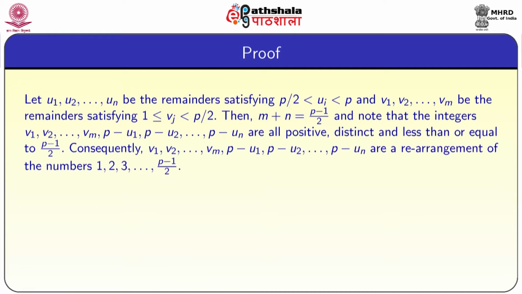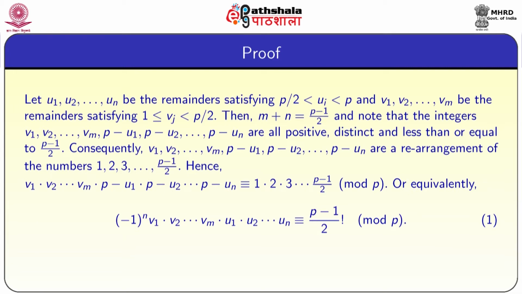Consequently, V1, V2 and so on Vm comma P minus U1, P minus U2 and so on P minus Un are all a rearrangement of the numbers 1, 2, 3 and so on up to (P minus 1) by 2. But for this one has to establish that they are all distinct. That is easy to show. Just assume that two of them are equal, then you can prove that we get a contradiction. So, hence we proceed.